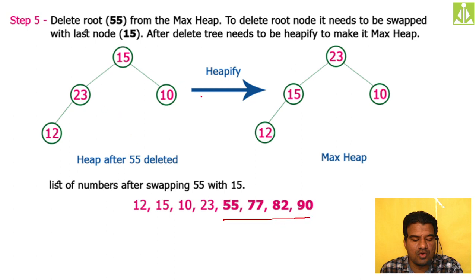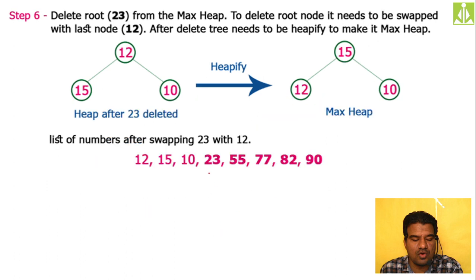Again you heapify this. You will get like this: 23, 15, 10, 12. Swap these two. So here 23 will come, here 12 will come. Again you delete this 23. 23 fixed. As you can see, 23 fixed, 55 fixed. Now you will get like this.